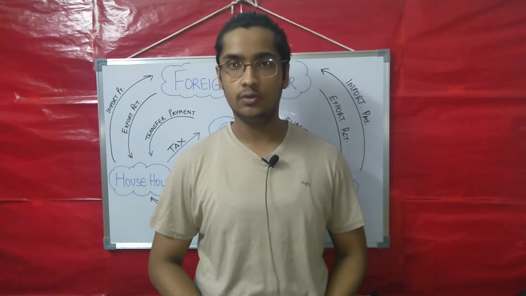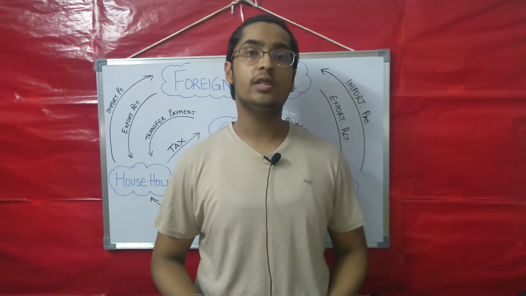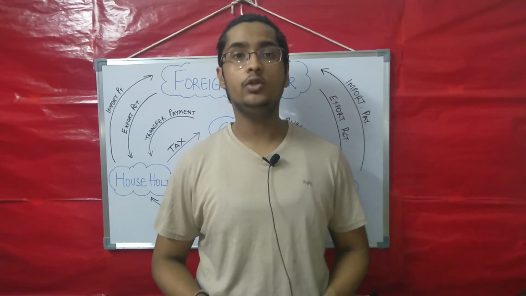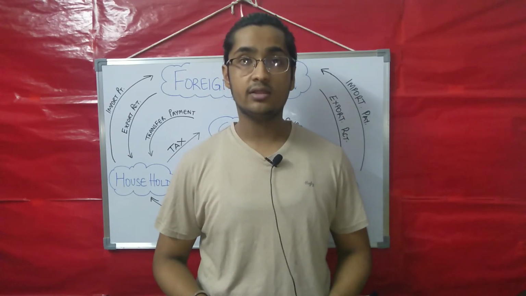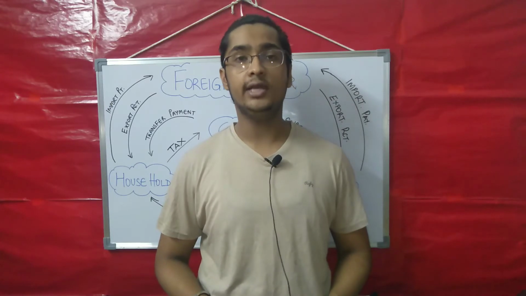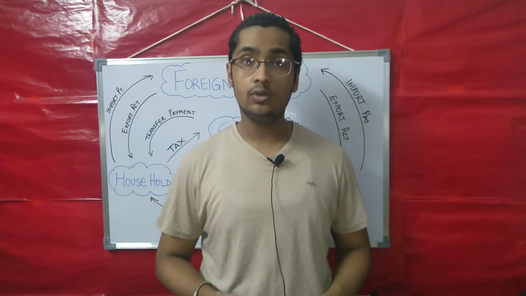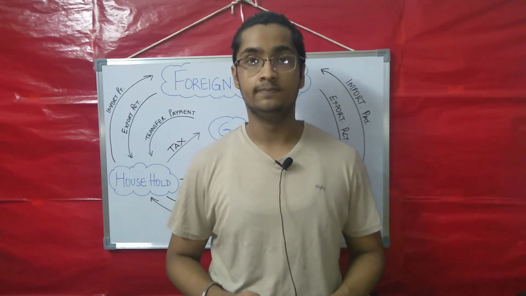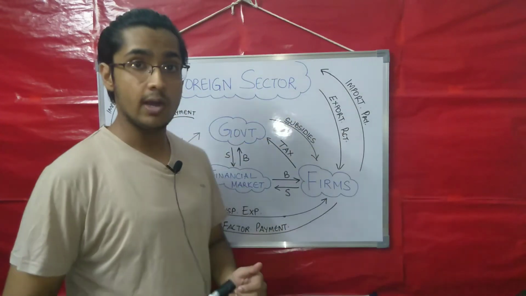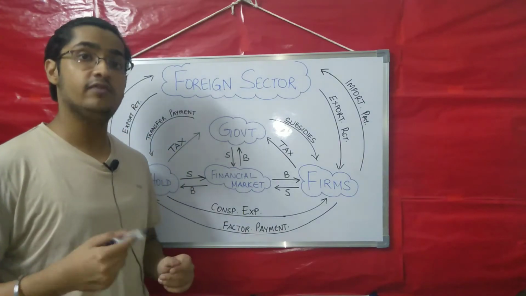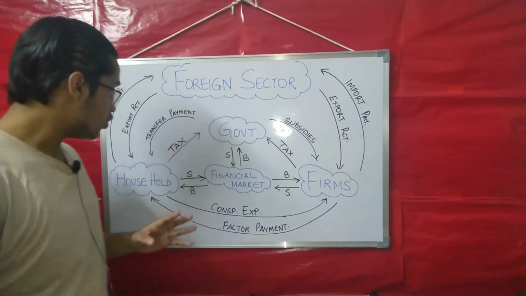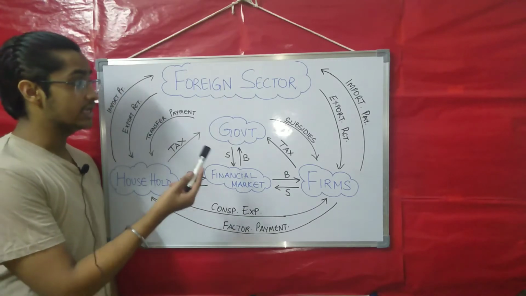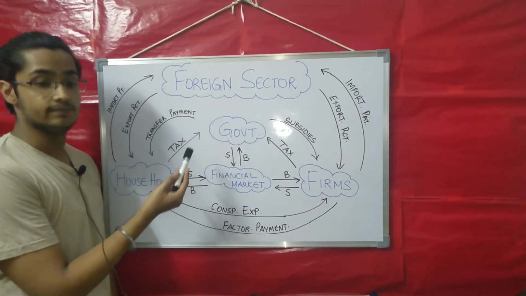In the first video, I explained the concept of circular flow of income and how it works in the two-sector economy. Whereas in this video, I'm going to tell you how circular flow of income works in the four-sector economy. Now, when we talk about circular flow of income in the four-sector economy, the four main sectors are your household sector, firm, government and foreign sector.